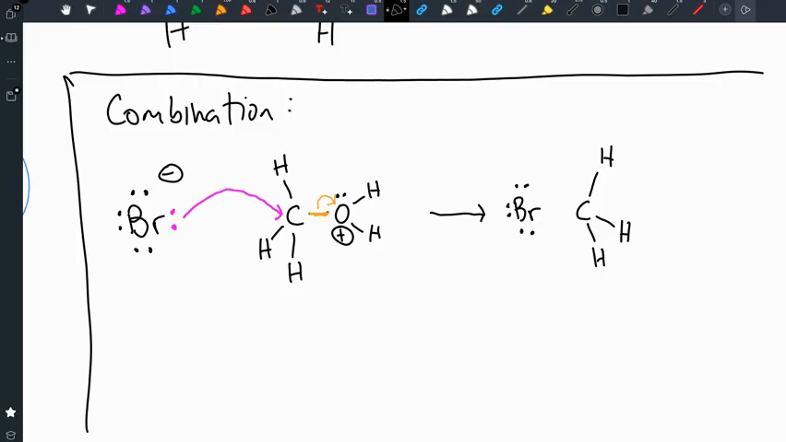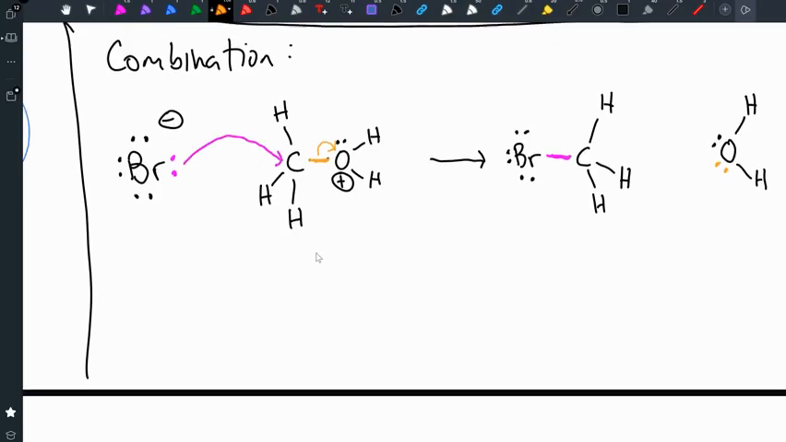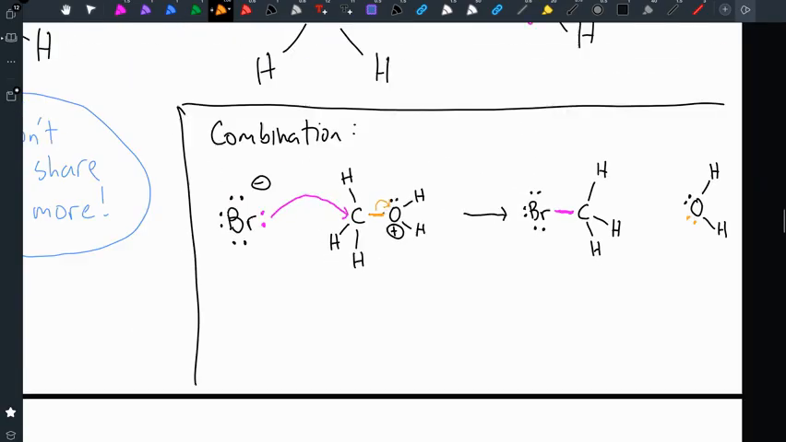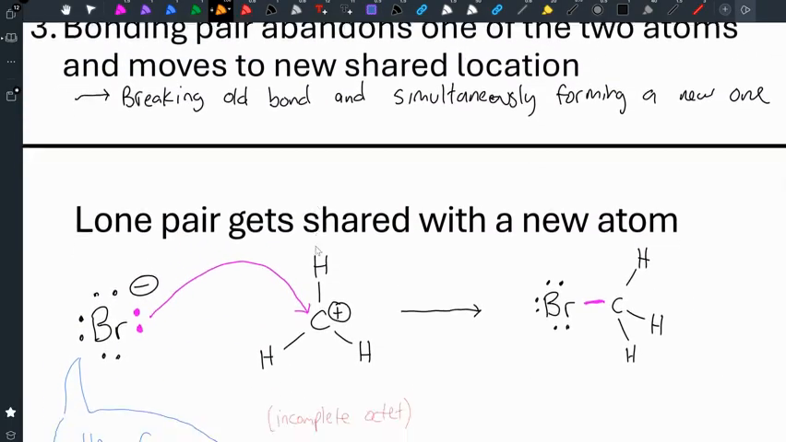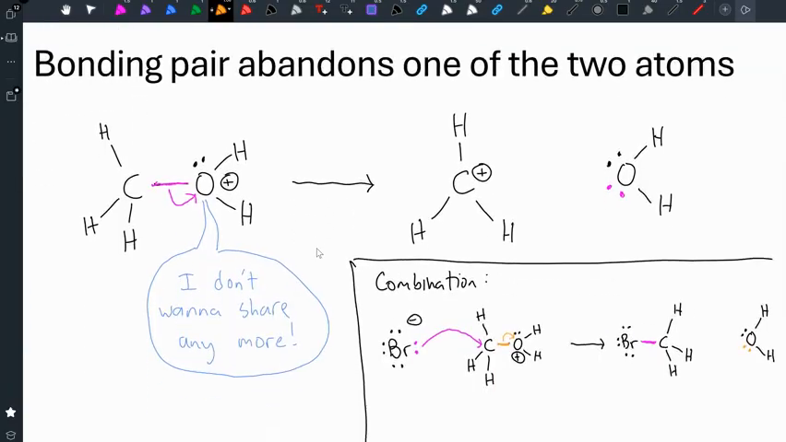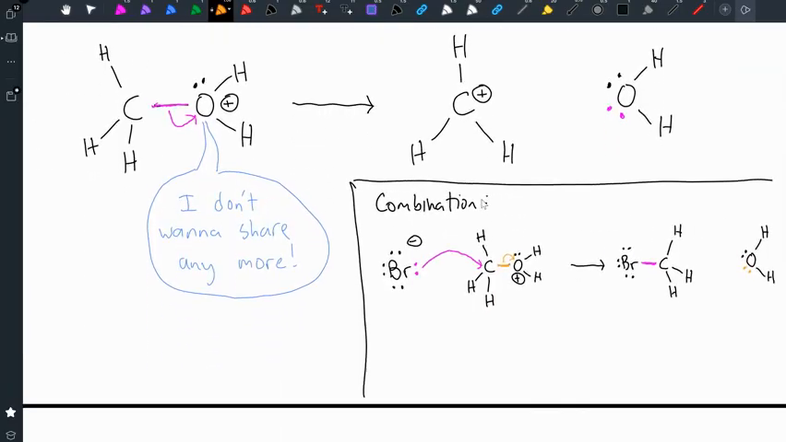And it's not necessary to color code the way I'm doing it, but for instructional purposes, it might be helpful to color code. So here's my new bond that got formed from the pink lone pair. And here is my lone pair on oxygen that came from this orange bond. So that's a combination of breaking and forming at the same time. That will be much more common. I kind of broke them down into two separate steps on these two slides. You will see them more often in combination.